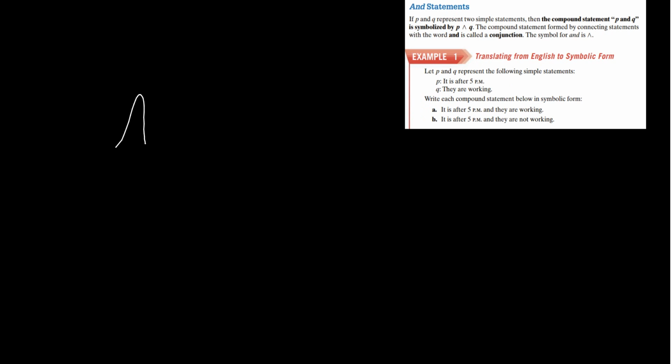Okay, and we're going to get to an or right after and. An or is going to be a V. So how do you memorize and or? Well, and kind of looks like and, just like that, looking like an A. And we'll touch on that here in a moment.